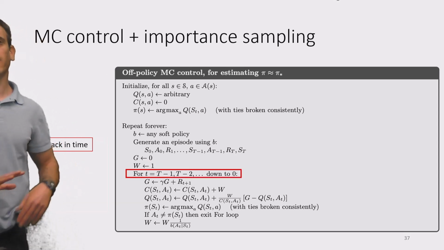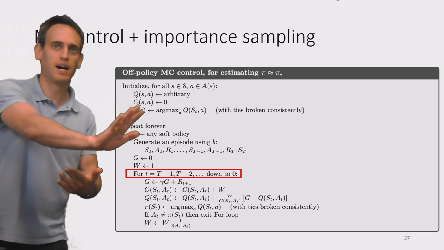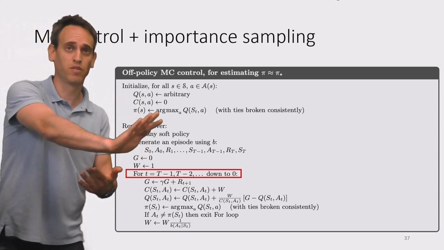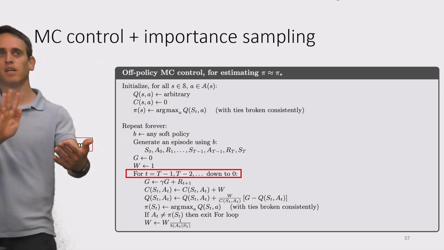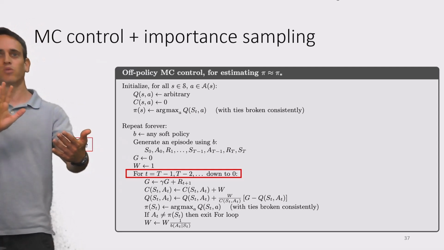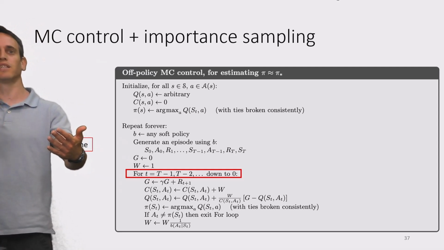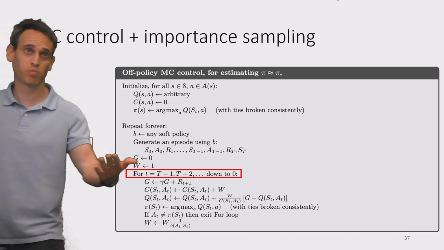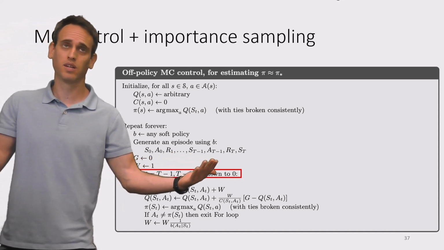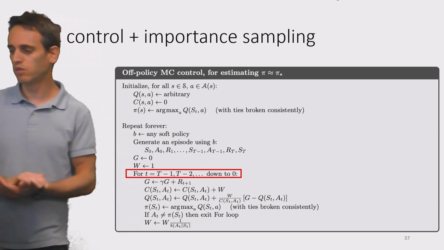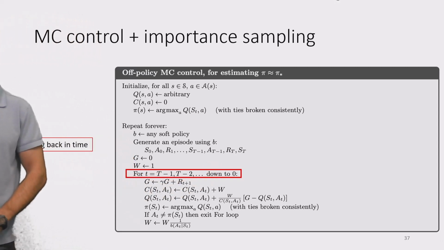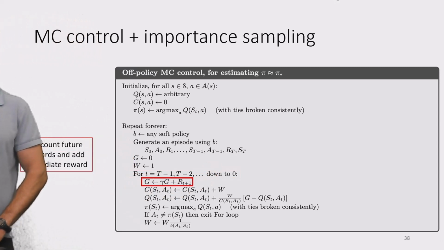Now we go back in time, so we start from our last time step T at the end of the episode, and we go back in time until we get to a state or an action that doesn't follow our target policy. From that point on, our importance sampling ratio will just be 0. So we can just break at that point.